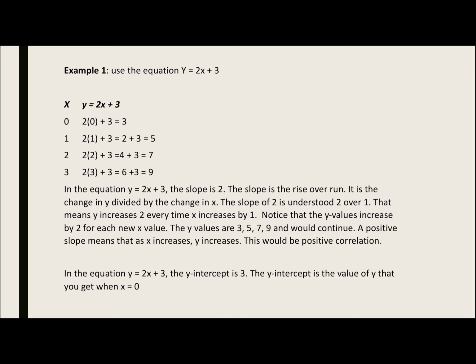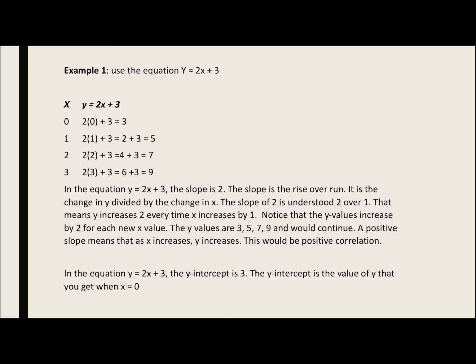In the equation y equals 2x plus 3, the slope is 2. The slope is the rise over the run. It is the change in y divided by the change in x. The slope of 2 is understood 2 over 1. That means y increases 2 every time x increases by 1.